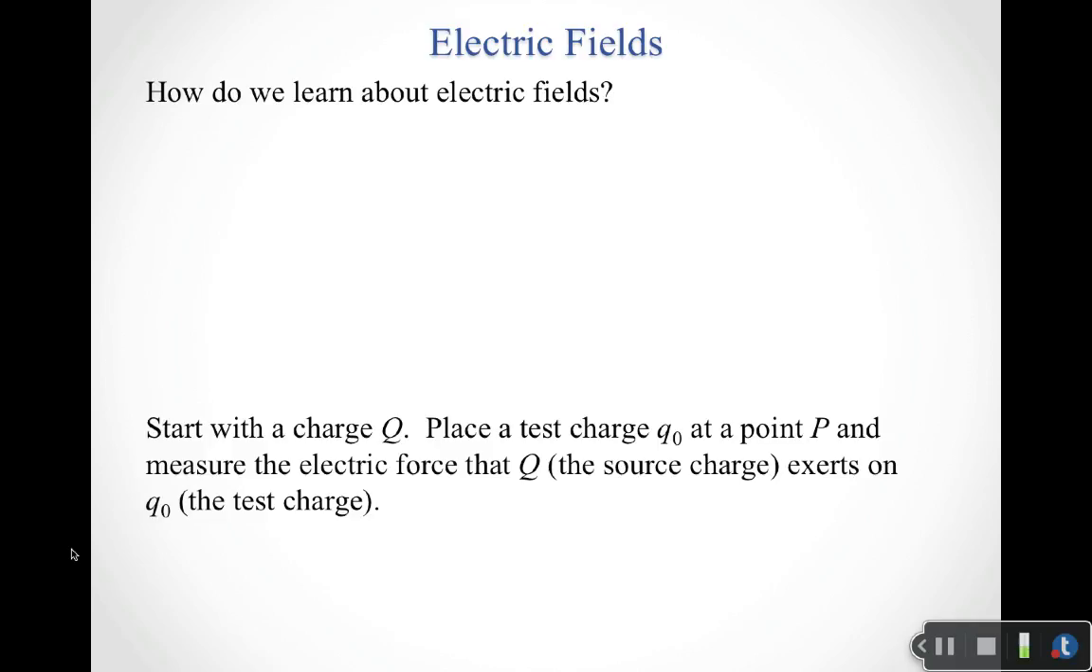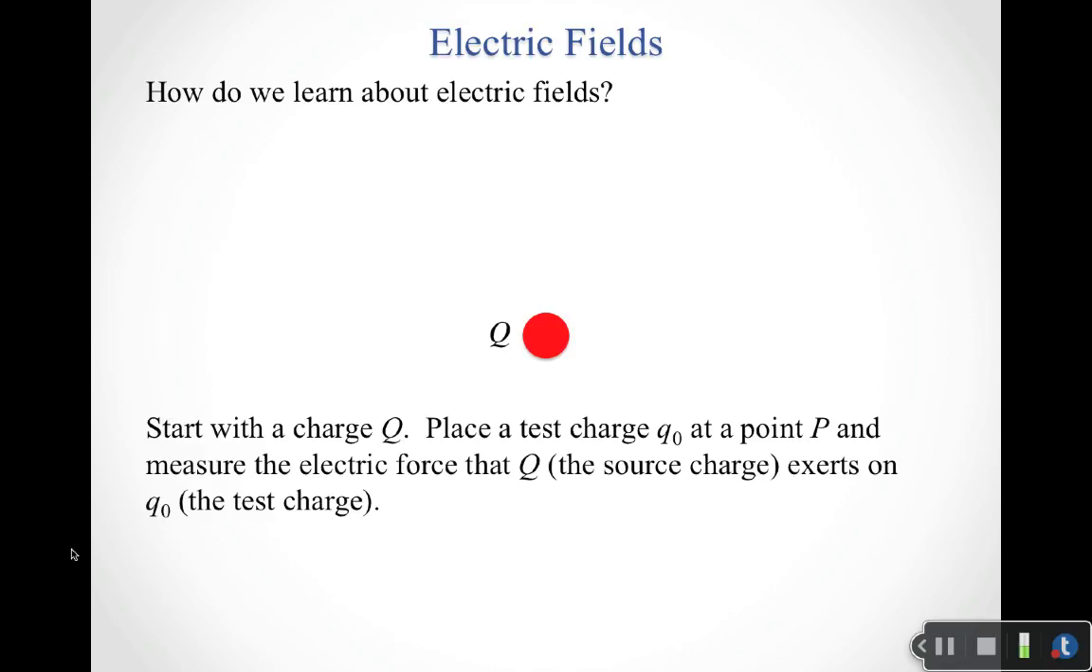So in the same way that we took what we knew about the gravitational force and used it to talk about the gravitational field, we're going to take what we know about Coulomb's law and what it tells us about electric forces to build what we're going to understand about electric fields. So the question becomes, how do we learn about electric fields? And for starters, here's our basic explanation.